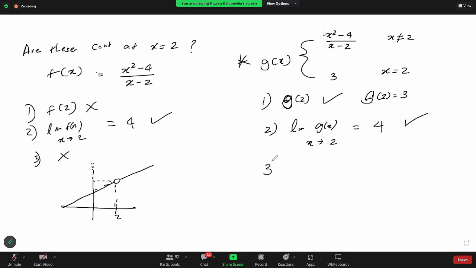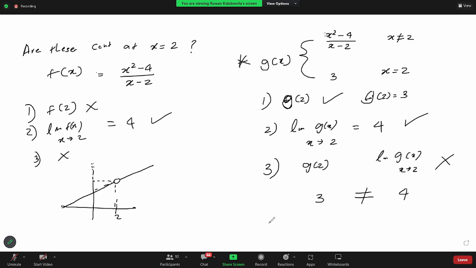Now we have to check the third one. Are these two equal? We have to check whether G2 and the limit of gx when x approaches 2 are equal. What is the G2 value? It is equal to 3, right? What is the limit of gx when x approaches 2? It is equal to 4. Are these two equal? No. Then this statement is false.